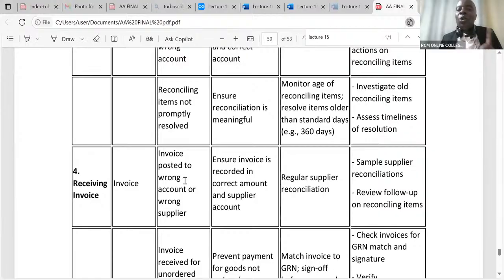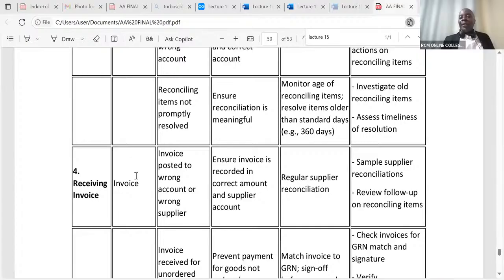So the risk, what could go wrong? What could go wrong, ladies and gentlemen? We have always seen this very many times. You will have been invoiced. So when you are invoiced, we are supposed to post this invoice amount to the correct supplier, to the correct account payable. In most cases, we may post this invoice to a wrong account. Even if we post it at the right account, there is a possibility, ladies and gentlemen, that we may post wrong figures. That's a risk.